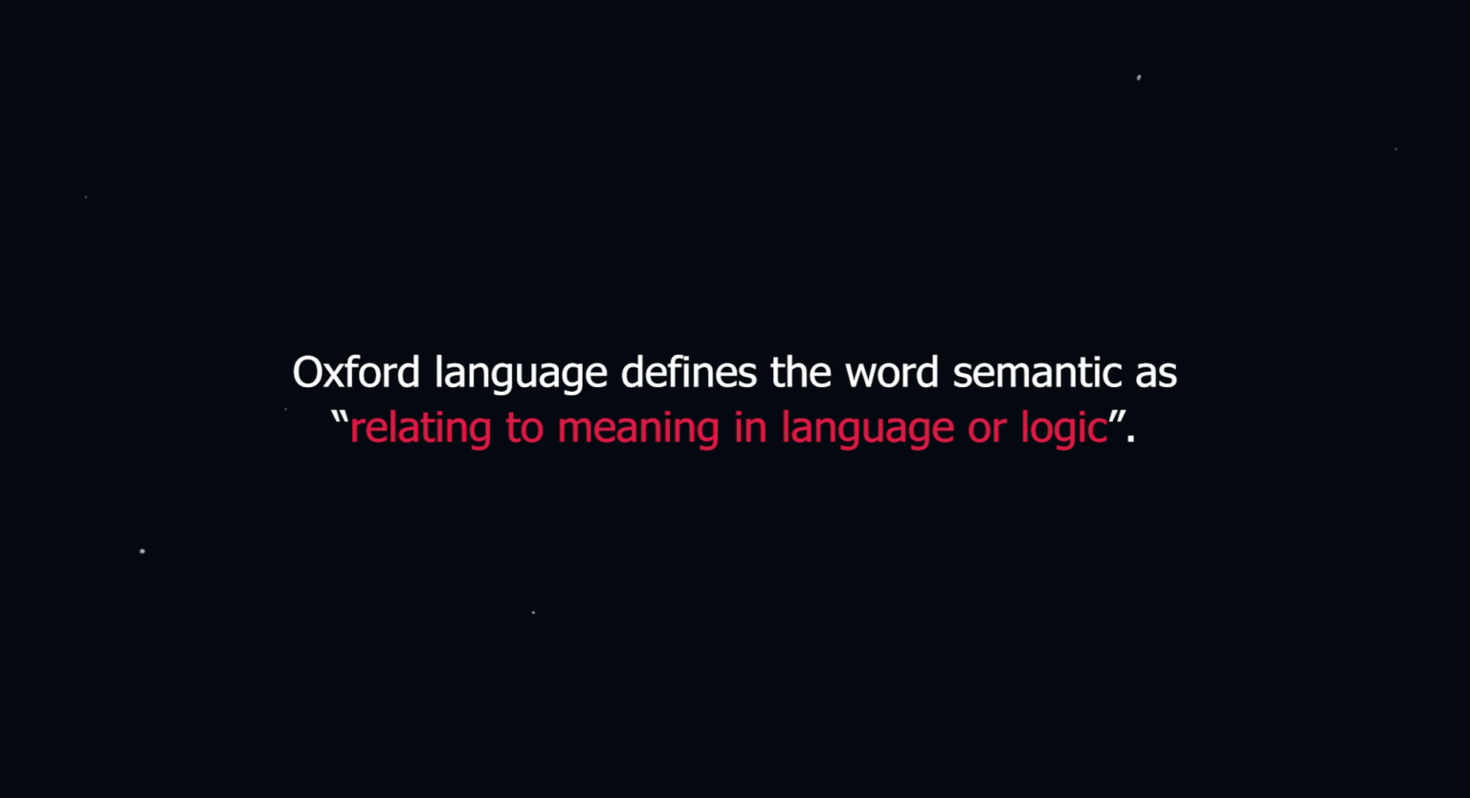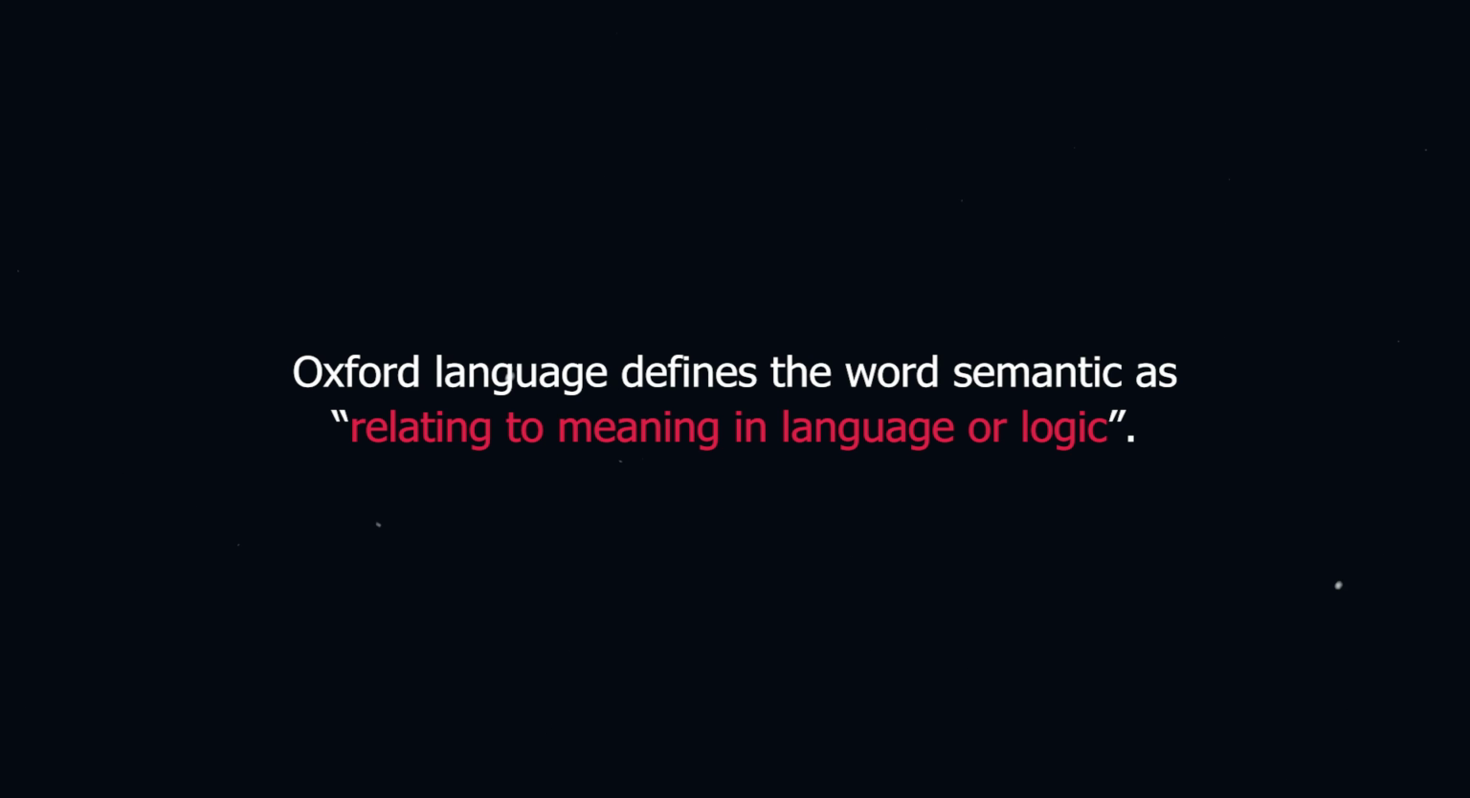Oxford Languages defines the word semantic as relating to meaning in language or logic. Most of the HTML elements and tags presented in this course were semantic elements with clear purpose and meaning. You use the P element for paragraphs. You use the UL element for unordered lists. You use the OL element for ordered lists. You use the H1 to H6 elements for titles and headings. When using elements for their intended purposes, you are using them semantically.